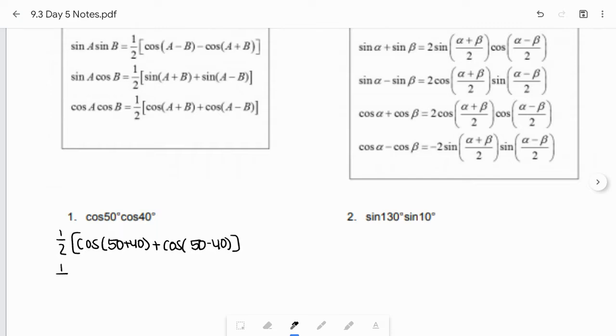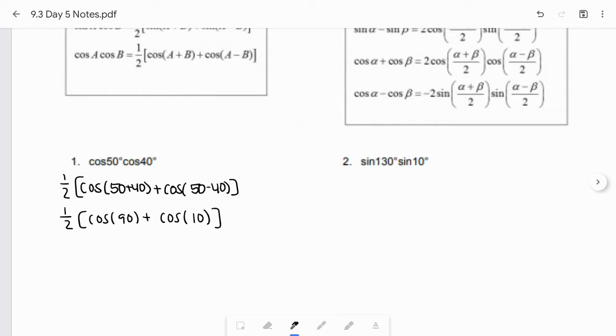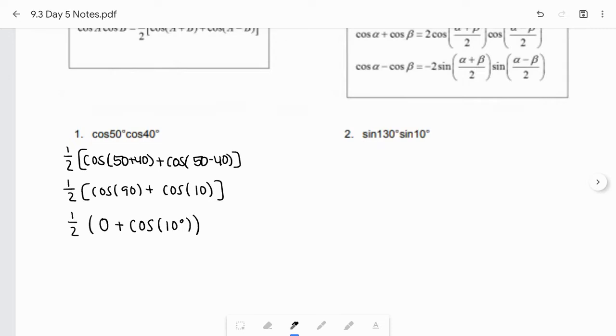And then we just simplify. So 1/2 cosine 90 degrees plus cosine 10 degrees. So this is where our unit circle comes in handy. Cosine at 90 degrees is going to be 0. We're looking at the x-coordinate. And then cosine of 10 degrees, we don't know that. That's not one of our points on our unit circle. So now if I just distribute that 1/2, I end up having 1/2 cosine 10 degrees. And that's our final answer.